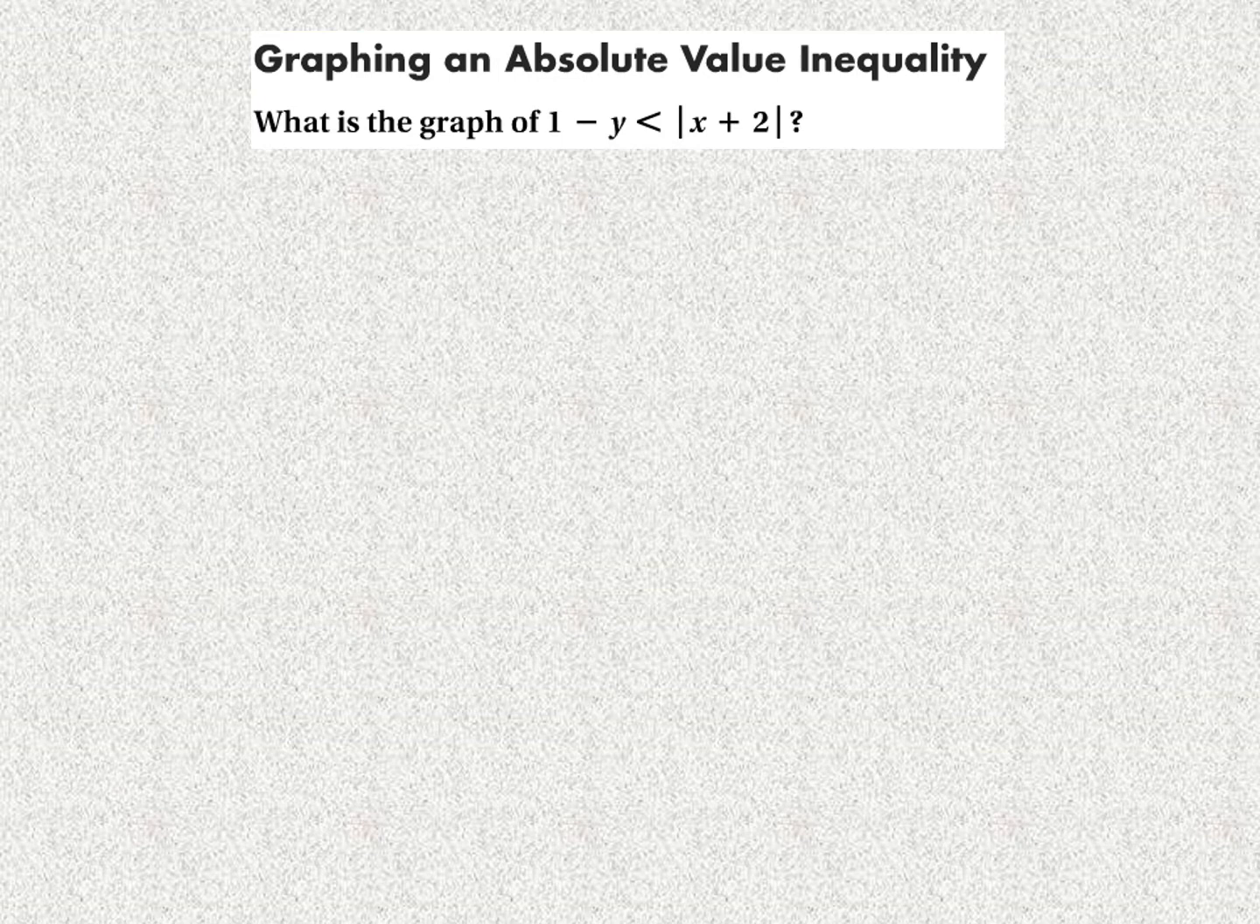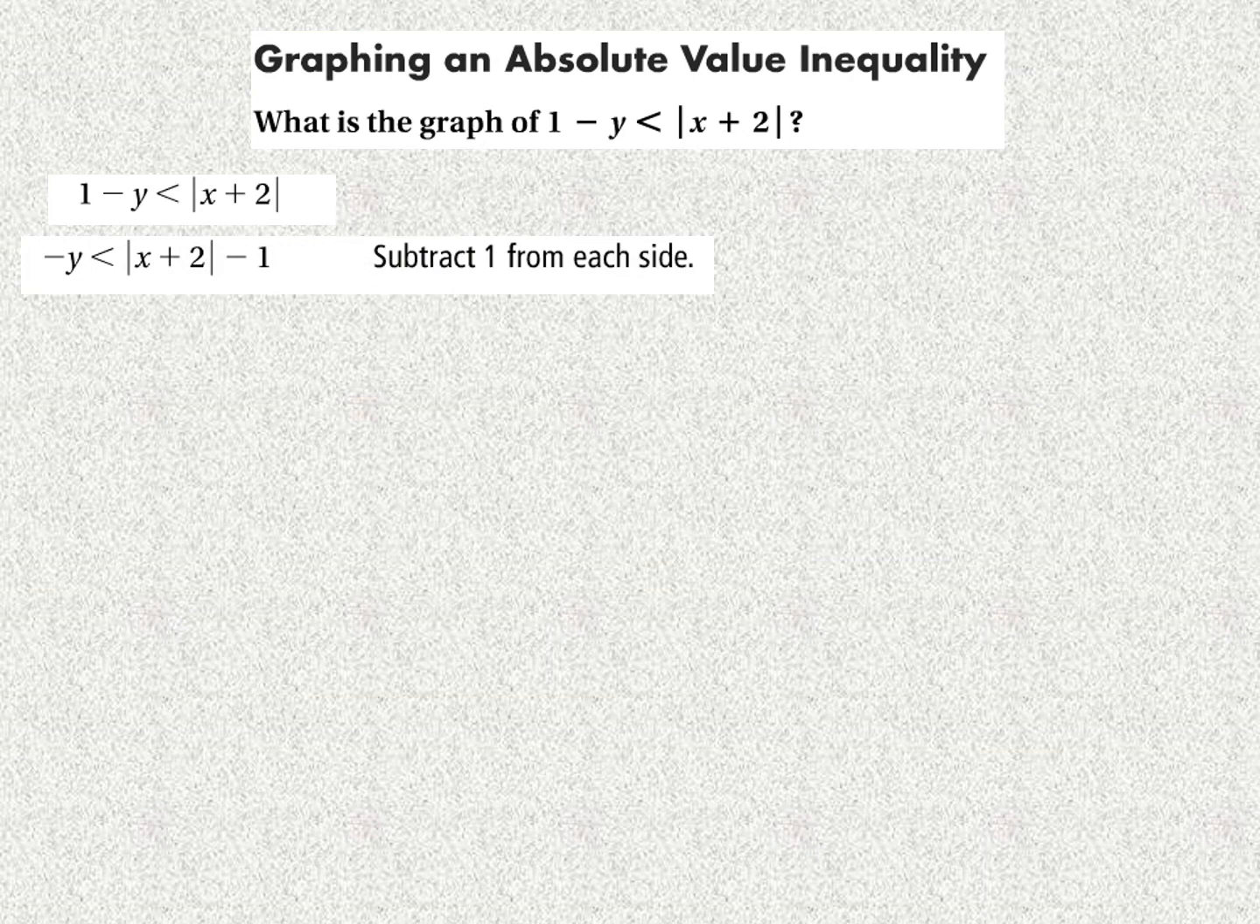Let's look at graphing our first absolute value inequality. They want to know what is the graph of 1 minus y is less than the absolute value of x plus 2. The first thing I need to do before I can graph this is solve for y. So I'm going to subtract 1 from each side. Now remember, you cannot go inside the absolute value. So that's going to be absolute value of x plus 2 and then minus 1.